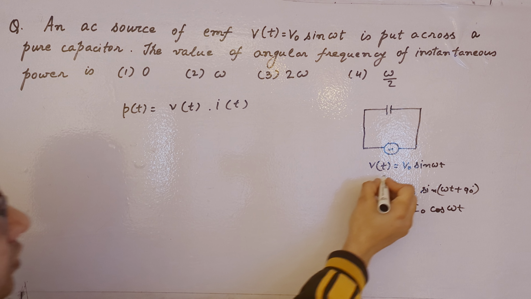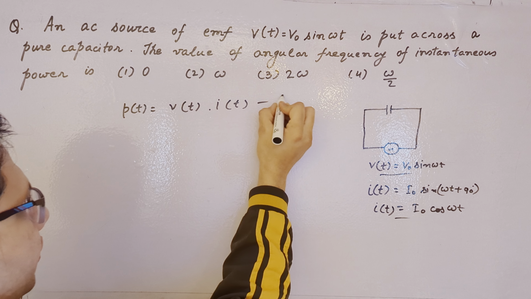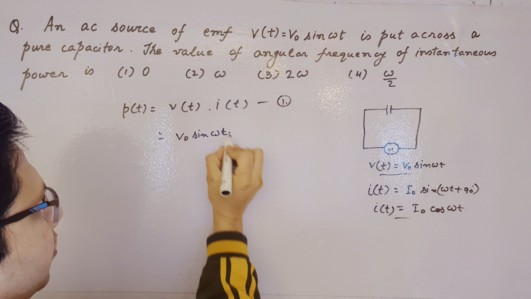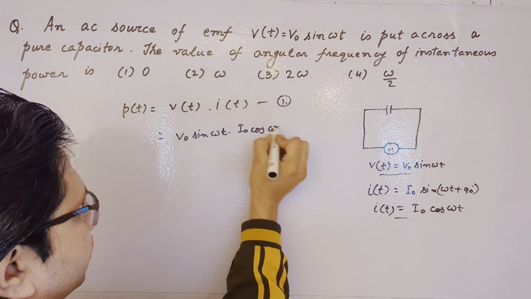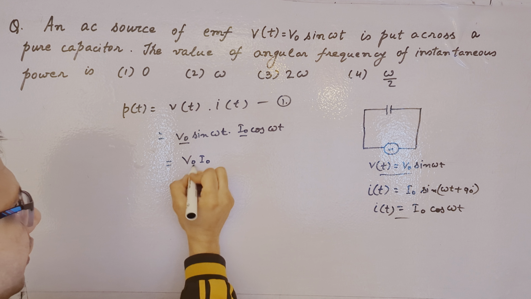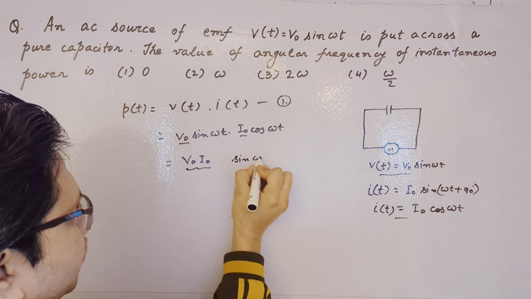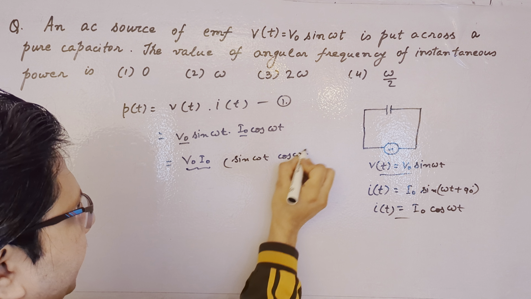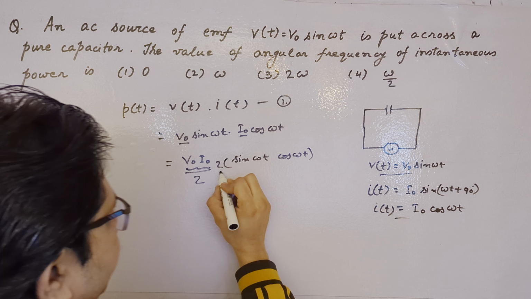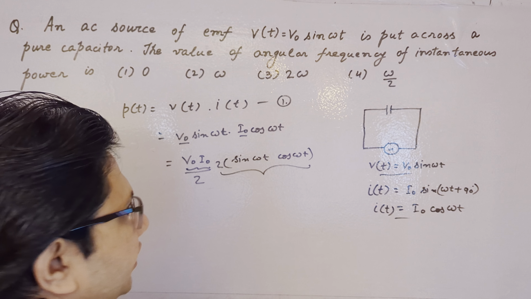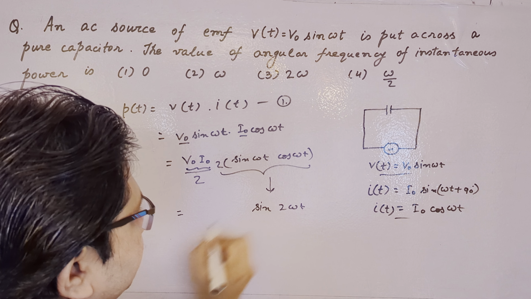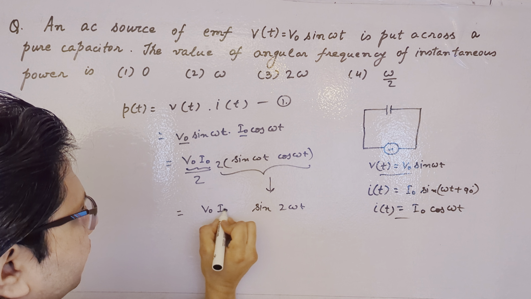Now putting this expression and this expression in equation 1, we get V naught sine omega t multiplied by I naught cos omega t. Taking V naught and I naught in the front and sine omega t cos omega t separately, now dividing it by 2 and multiplying it by 2. The reason is we know that 2 sine omega t cos omega t is the formula for sine 2 omega t. So in place of this we put sine 2 omega t, and the magnitude is V naught I naught upon 2.